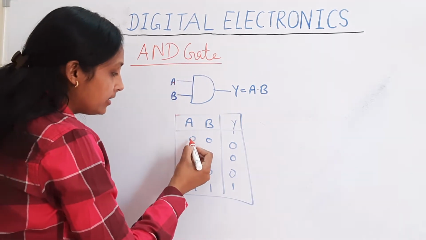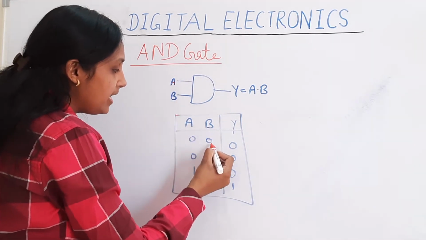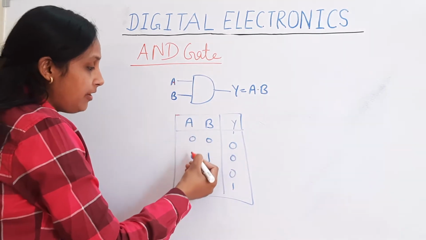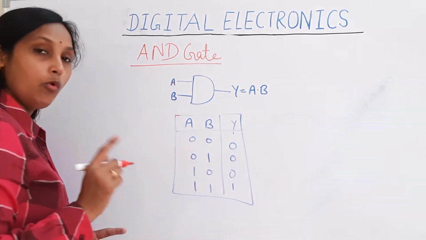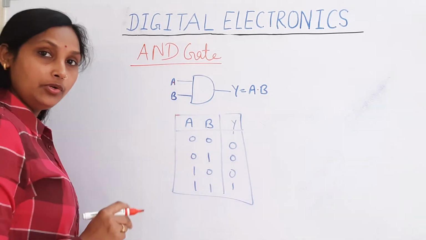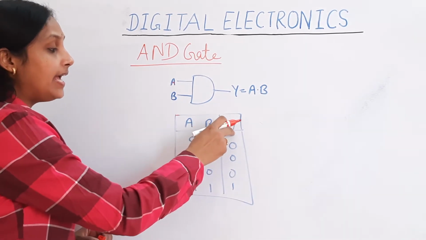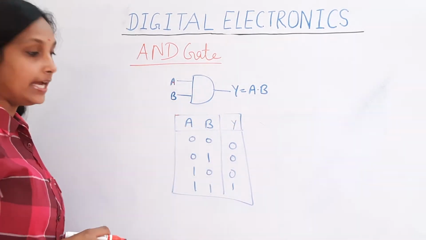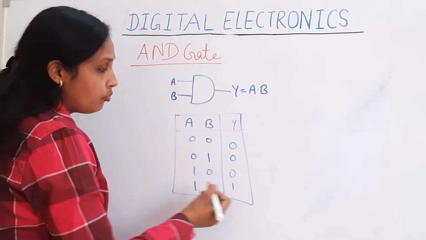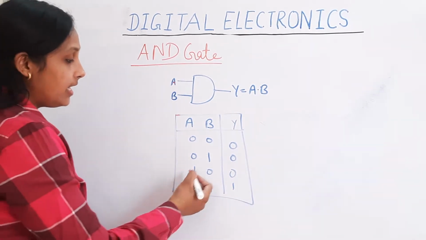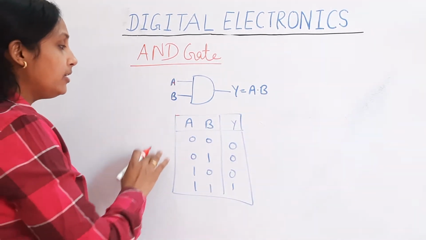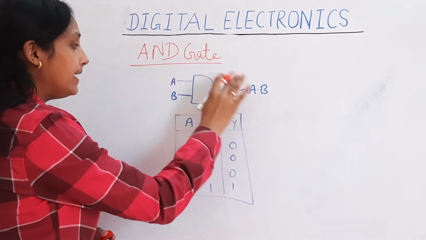Here, if A is 0 and B is 0, both are low, then the output will be low. If A is 0 and B is 1, only one input is high, then the output will be 0, because the output is only high when both the inputs are high. So when both the inputs are high, the output will be high. Otherwise, in all conditions, the output will be 0. So these are the statement, truth table, and logic symbol of the AND gate.